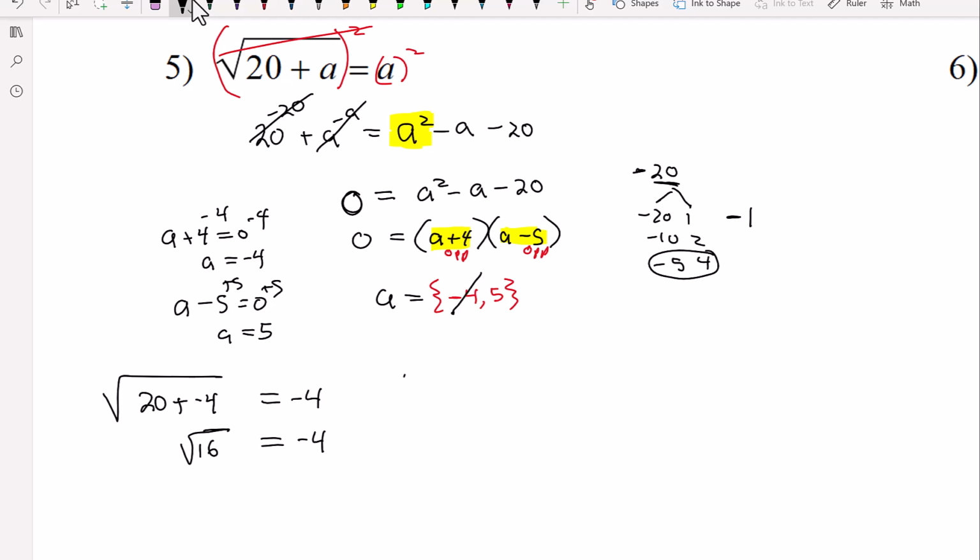So now let's check the other one. 20 plus, we're going to put 5 in there, is equal to 5. Yep, the square root of 25 is positive 5. So in this case, the answer is 5. Negative 4 is extraneous. All right, that's it.